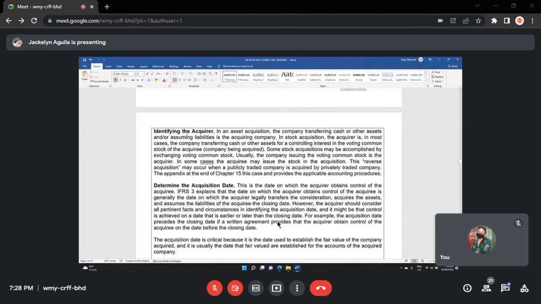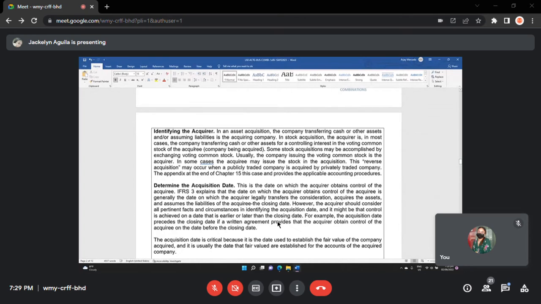First, identifying the acquirer. In an asset acquisition, the company transferring cash or other assets and or assuming liabilities is the acquiring company. In a stock acquisition, the acquirer is, in most cases, the company transferring cash or other assets for a controlling interest in the voting common stock of the company being acquired.